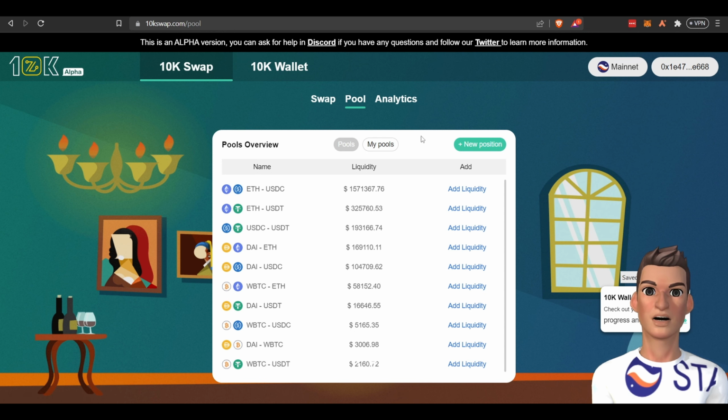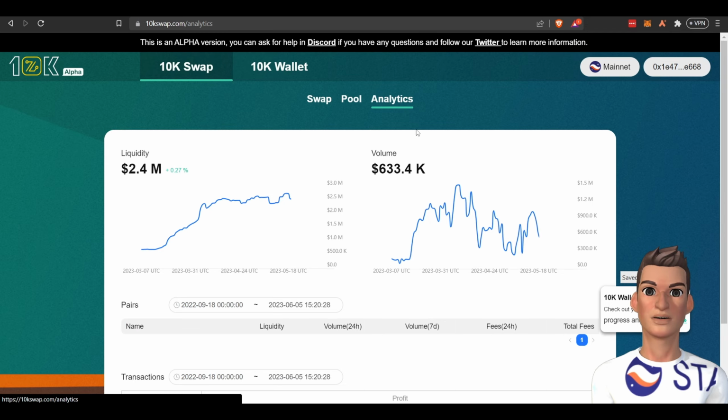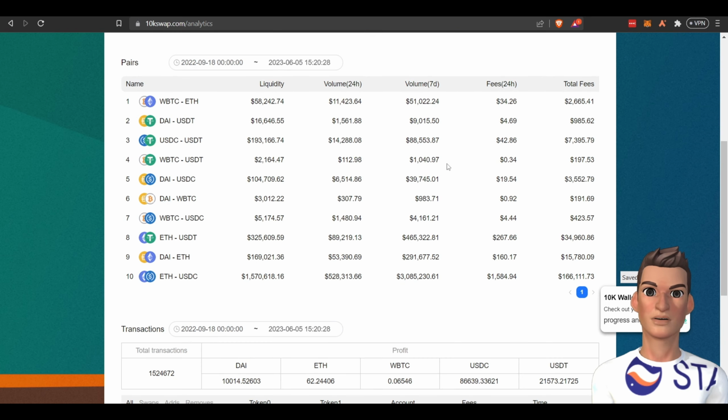Next, we're going to touch on 10K swap, and this is similar, right? You're providing liquidity to their protocol. If we go over here to analytics, you can see the different pools. So there's the ETH USDC. It seems like ETH USDC pools are very popular in these layer twos. So this one has around 1.5 million in liquidity. They're collecting about 1,600 in fees.